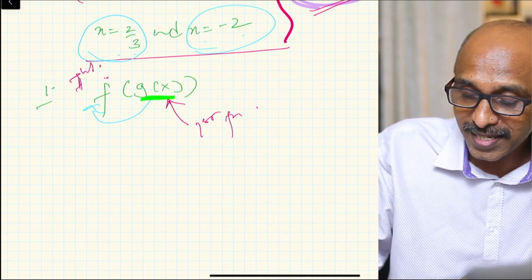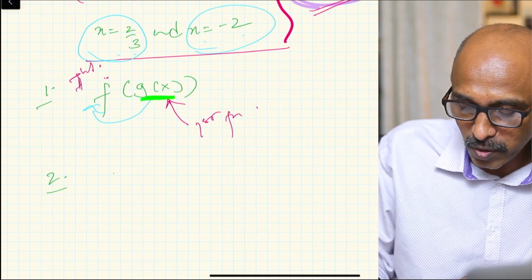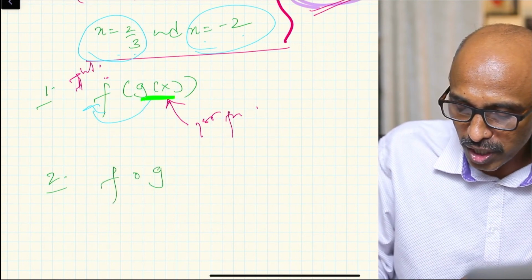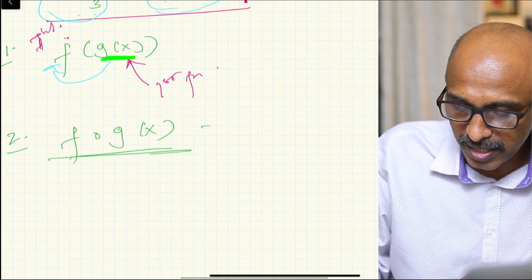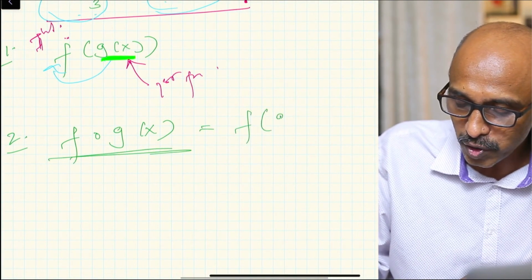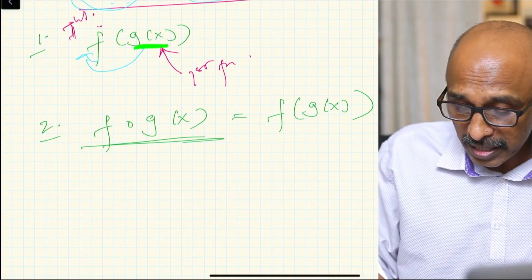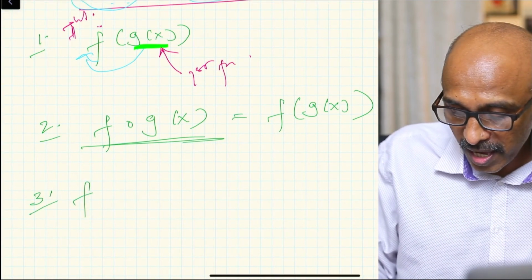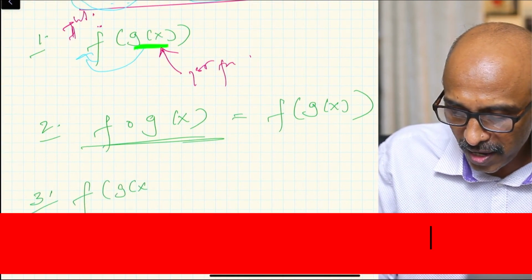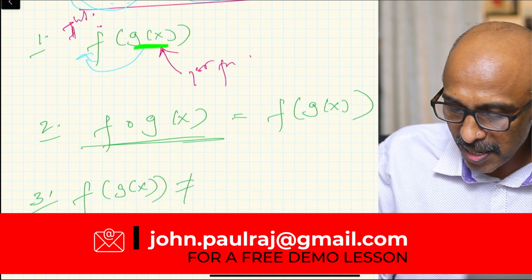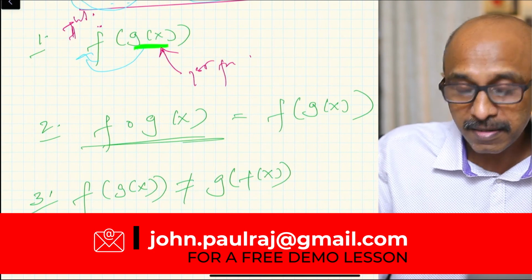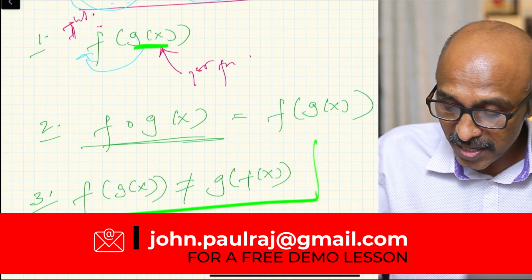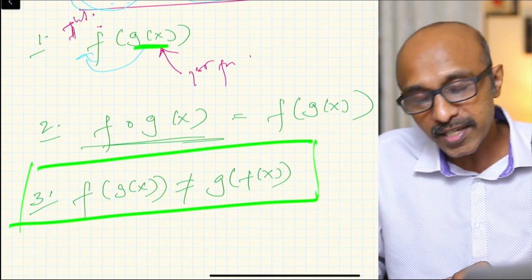The second thing that we saw was the notation f o g of x. This is a strange notation, but this means the same thing, f of g of x. And the third thing that we saw was f of g of x is not the same as g of f of x. And perhaps in some other video, we will see the significance of that statement.